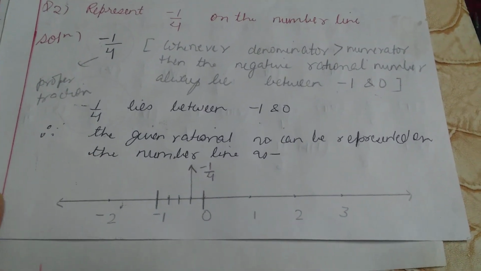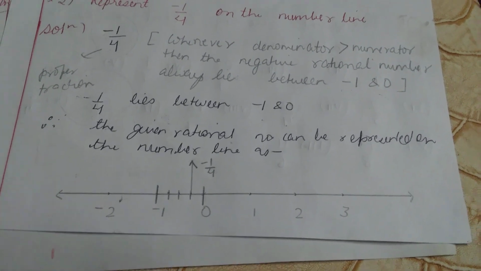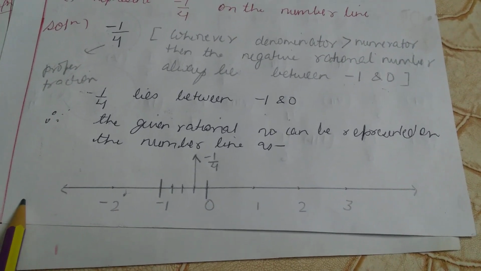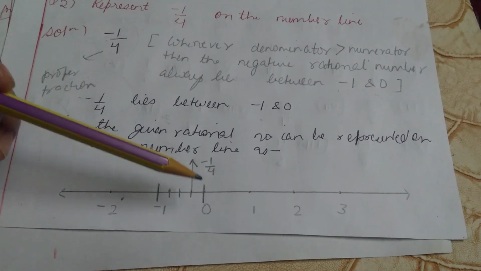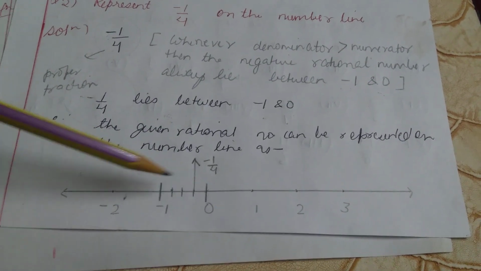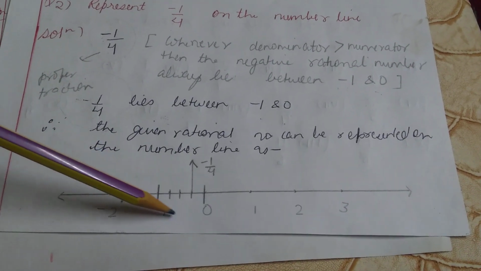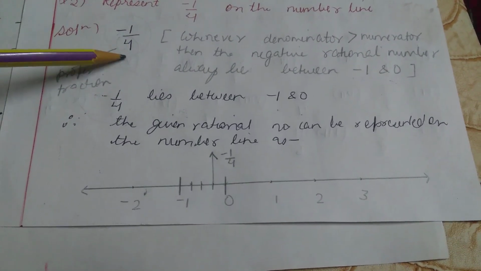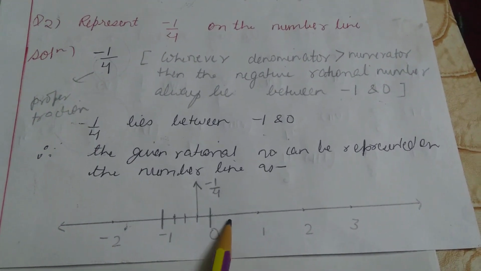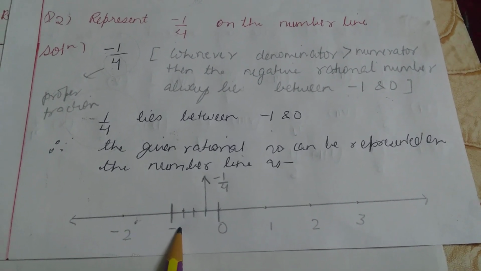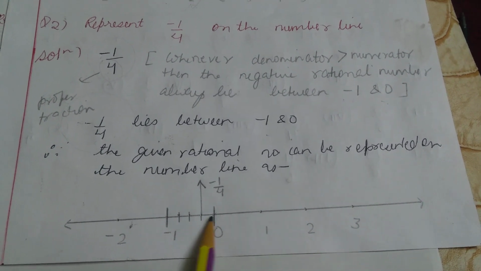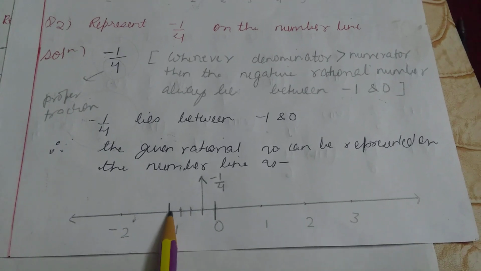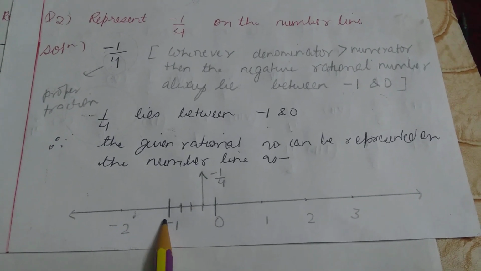Now we will represent it on the number line. I have drawn the number line, and this is the interval 0 and minus 1. Now we will divide this interval into 4 equal parts. The denominator is 4, so we will divide this interval into 4 equal parts. 1, 2, 3, 4. We have divided this interval into 4 equal parts.